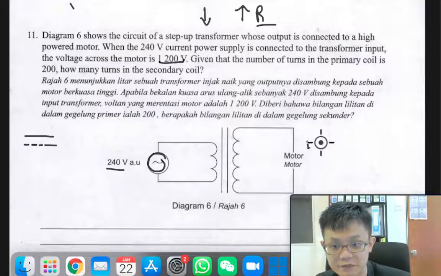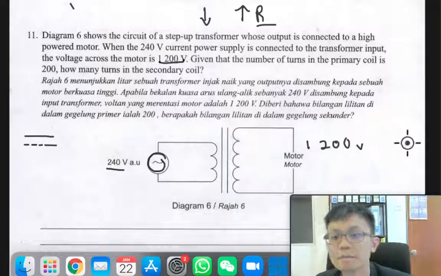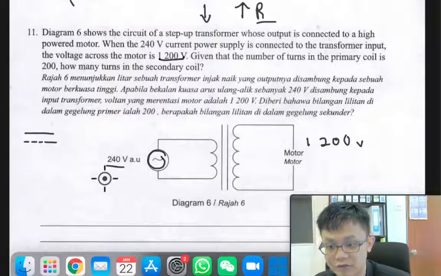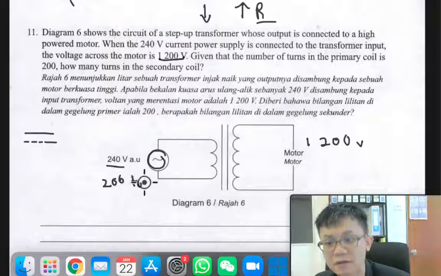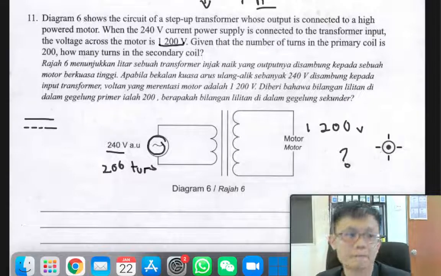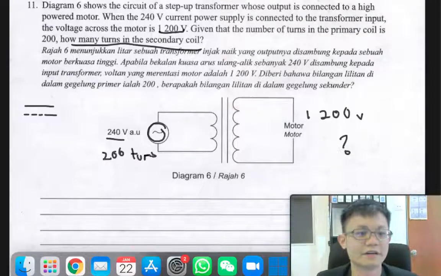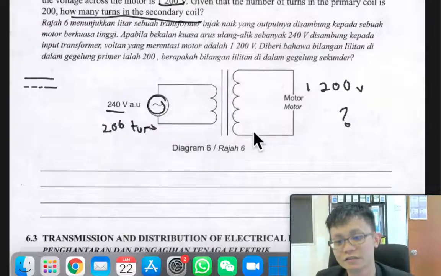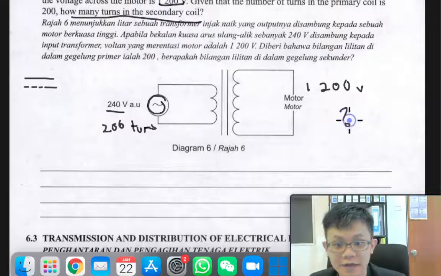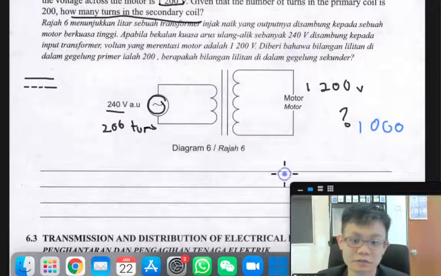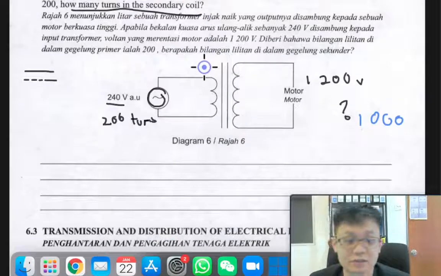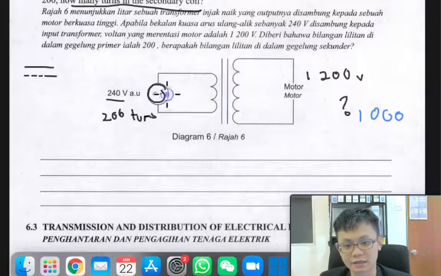So I just put 1200 here so that I won't confuse myself. Given the number of turns in the primary coil is 200, so there are 200 turns. How many in the secondary coil? Yes, very good. If you can get the answer, congratulations. The answer will be 1000. You can anytime pause the video and try to do it, that will be the best way to learn, because you try first, not just listen.